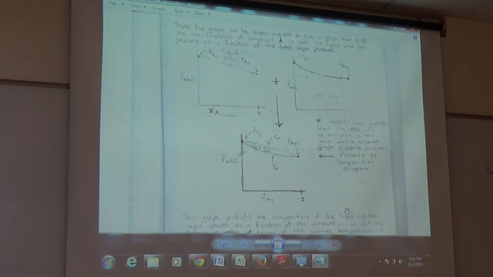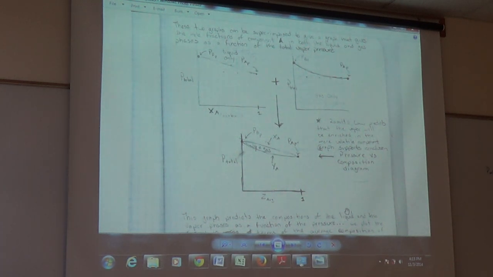We start to bring the pressure down on this guy, and we're going to intersect this curve. At that pressure, the mole fraction of the liquid is given by the intersection of this curve with that guy. The mole fraction of the vapor corresponds to this value over here.